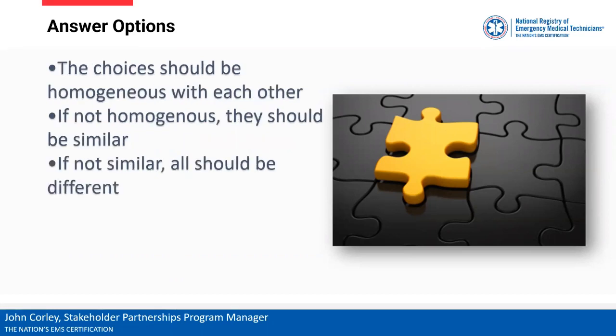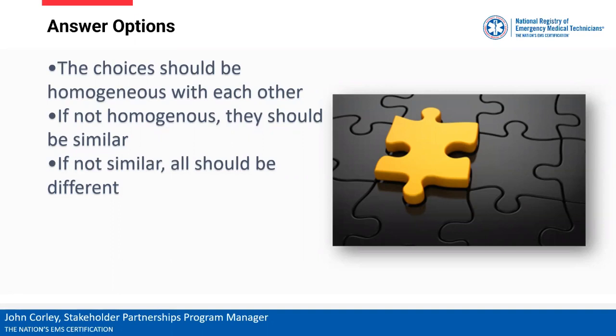The choices should be homogeneous. They kind of should look like one another, right? So if you have answer options that all kind of look like one another and they're all plausible, it's going to be harder for that candidate or that student to guess that question correctly, right? They need to know the information if there's a large degree of homogeneity and continuity between those answer options. If they're not homogeneous, they should at least be similar. And if you can't make them similar, then make them all different.